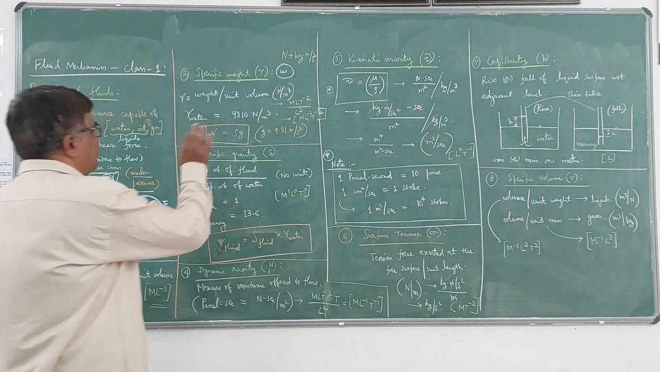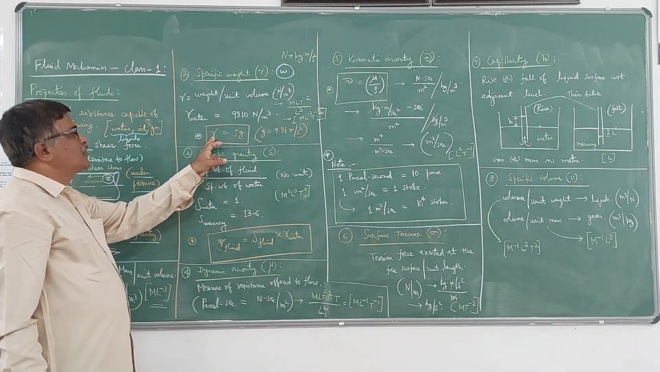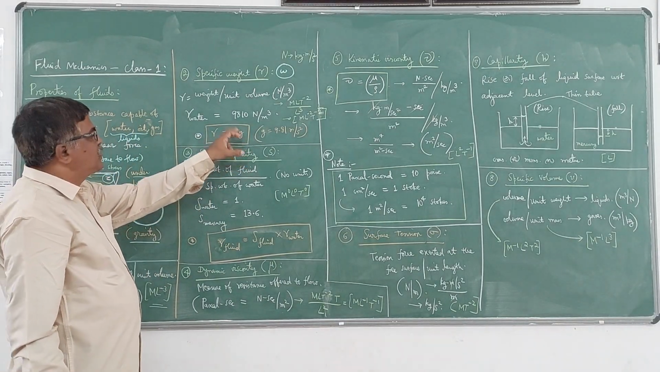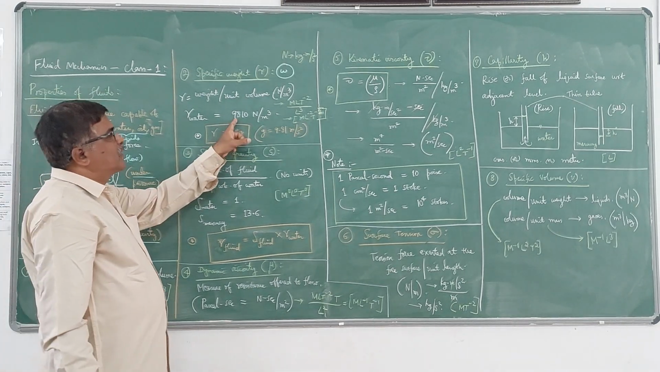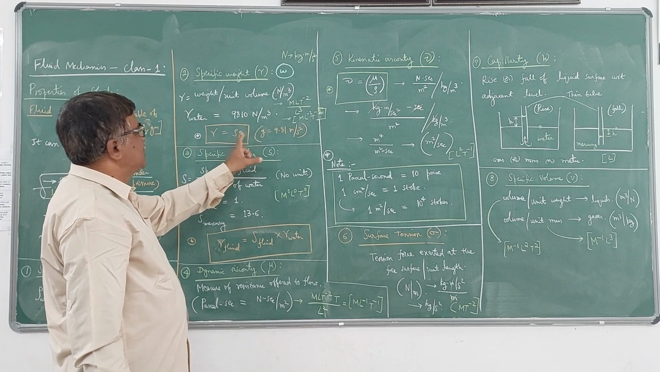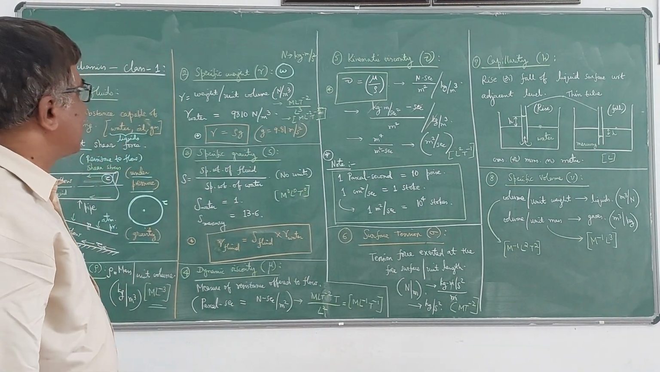Now the very important relation between gamma and rho is gamma is equal to rho into g. If you see here, when you multiply 1000 by 9.81, you get 9810. Here g is 9.81 meter per second square, that is the acceleration due to gravity.